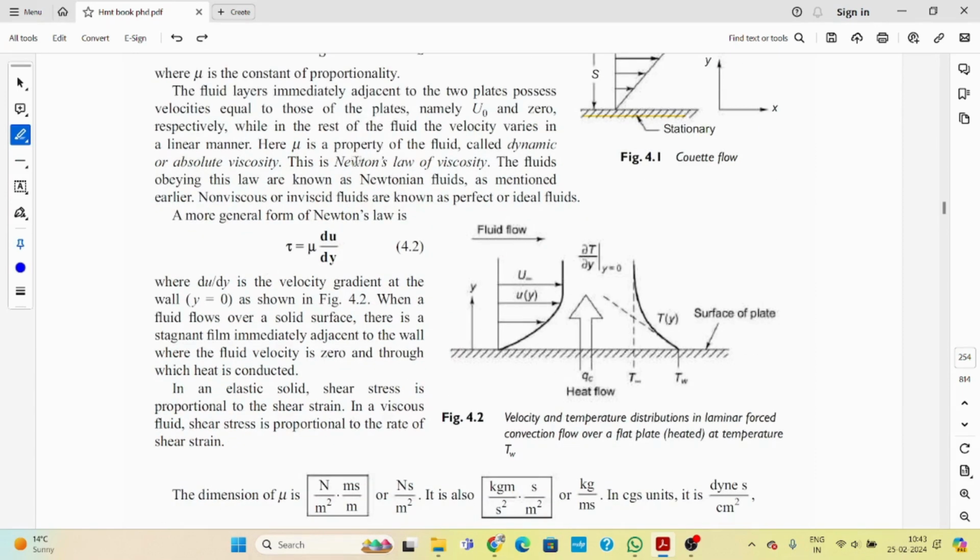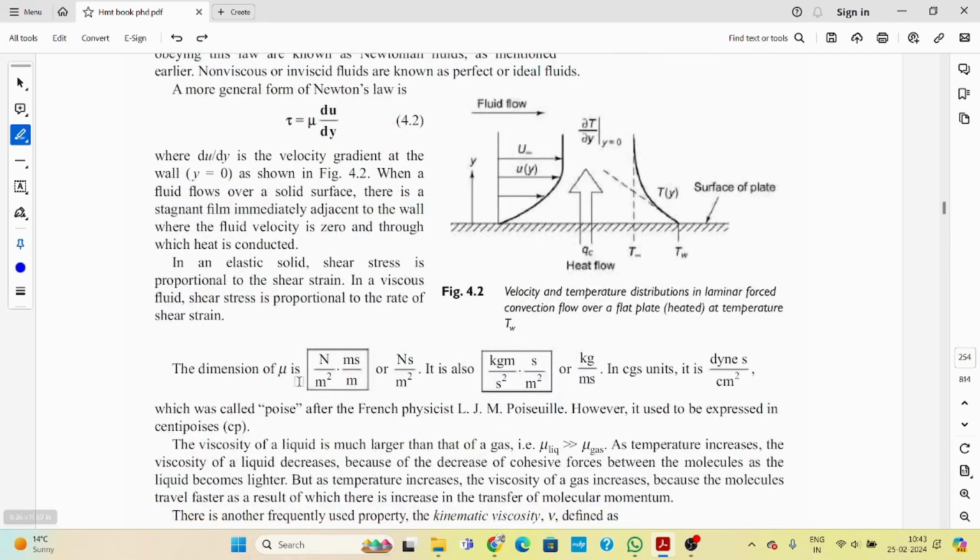So just remember this formula, and it is important. The viscosity dimension is also important: kg per meter second. This is the important formula you must remember.